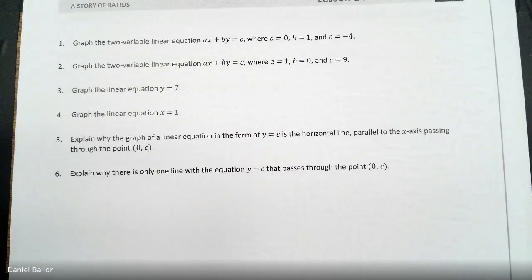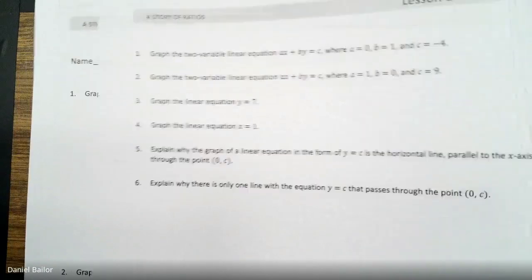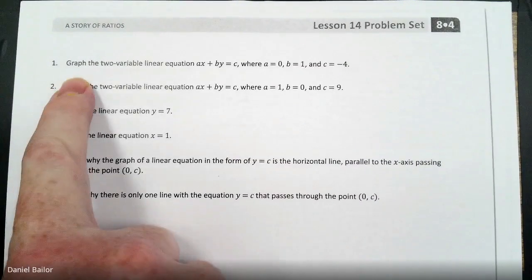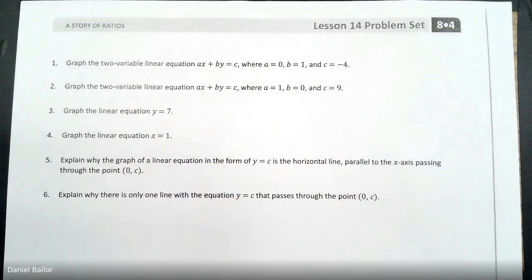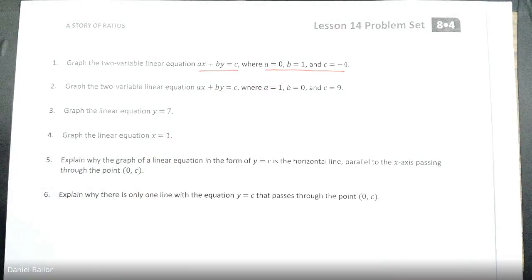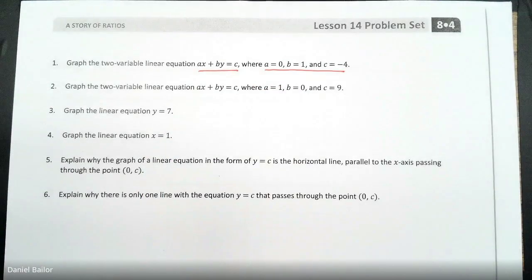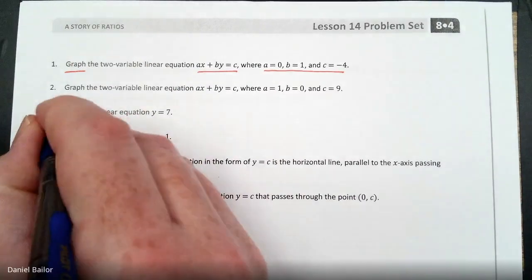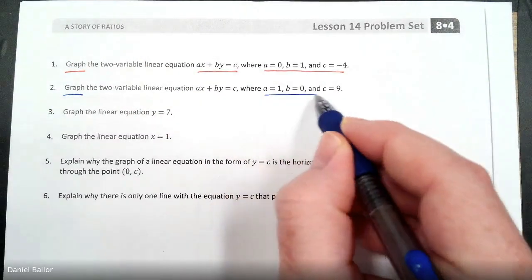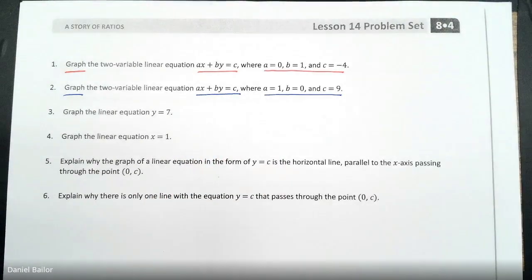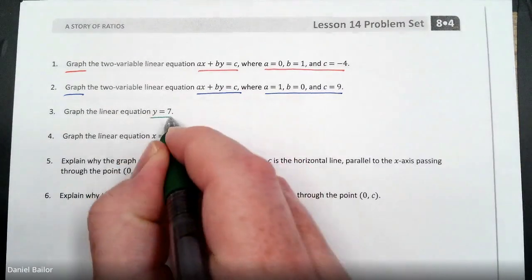Page 153 is your problem set, and there are 6 questions on your problem set. It's going to ask you to graph. So what you do is it tells you these substitutions. Take those values and put them in the standard form equation. Graph it. For number 2, graph these. Put these numbers in the equation. So you need a graph for number 1 and a graph for number 2.